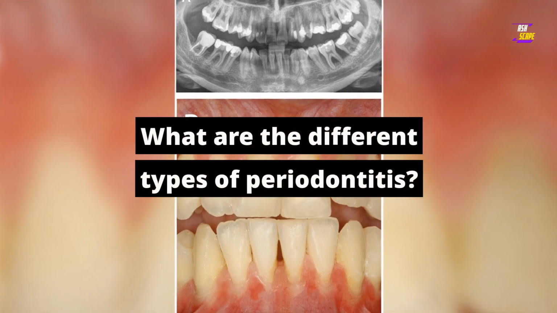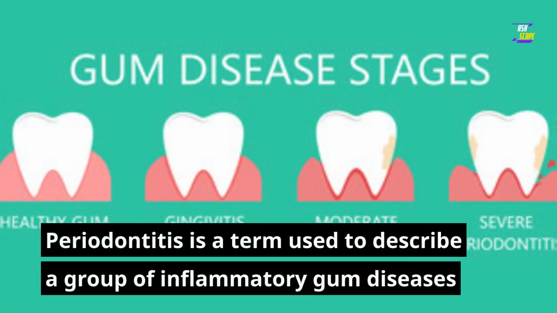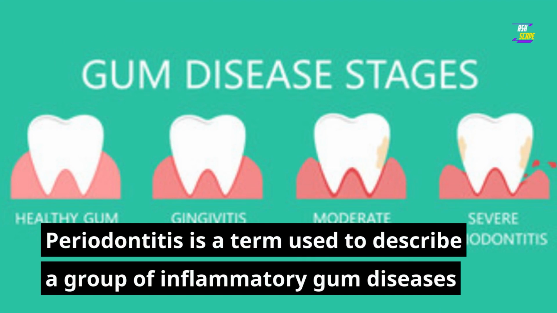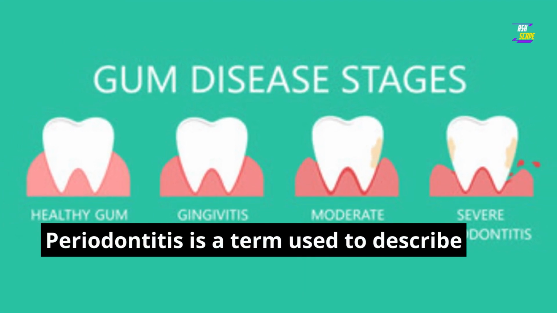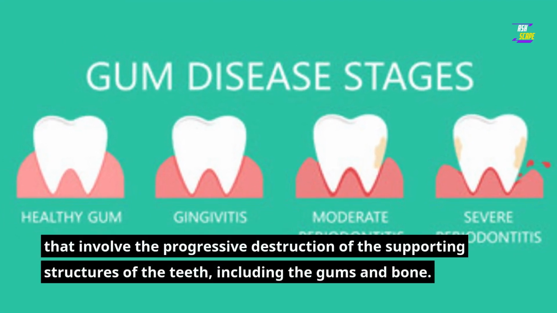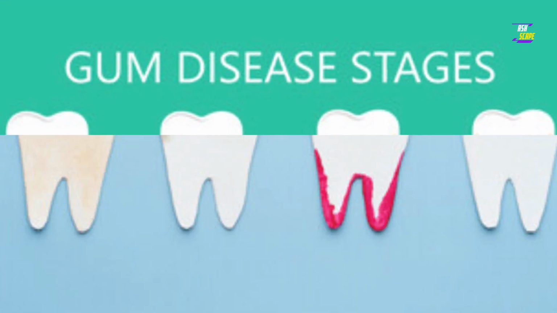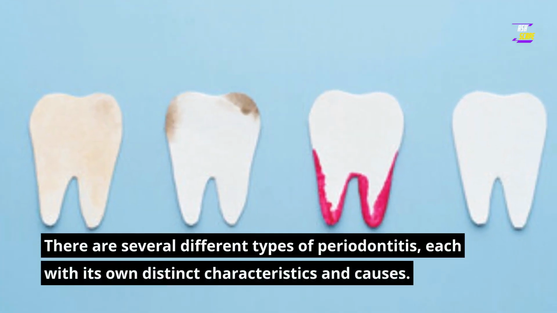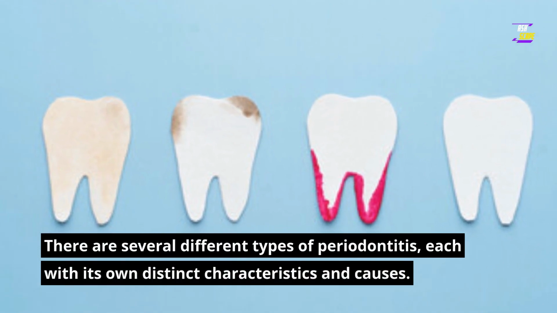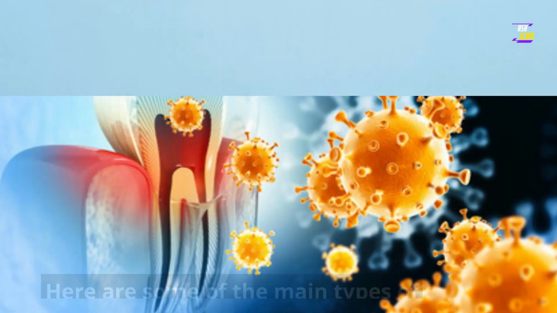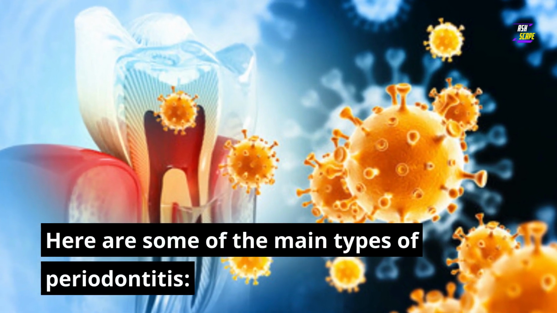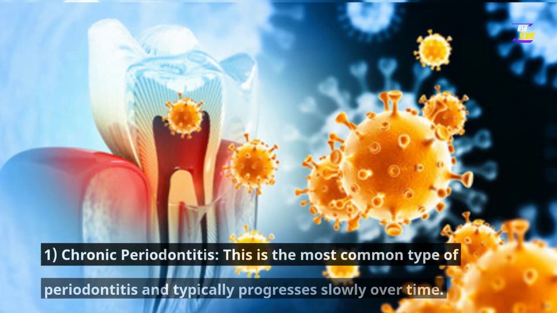What are the different types of periodontitis? Periodontitis is a term used to describe a group of inflammatory gum diseases that involve the progressive destruction of the supporting structures of the teeth, including the gums and bone. There are several different types of periodontitis, each with its own distinct characteristics and causes. Here are some of the main types of periodontitis.